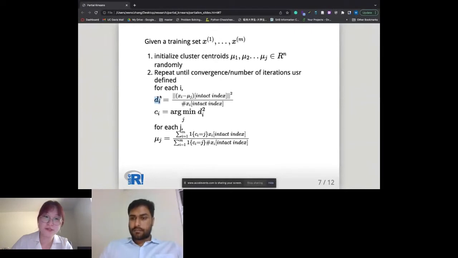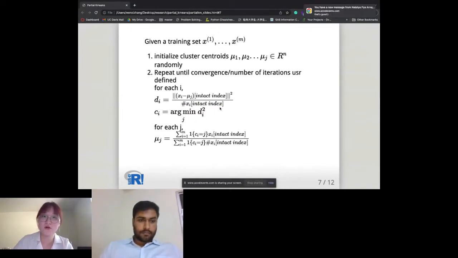The partial distance is represented by di here. Di is the square distance of each row. Remember here, we will also need to divide it by the number of non-missing values. So xi means each row i, and the index simply means the index of non-missing values of xi. After calculating the distance, we will assign the cluster numbers, which is ci, to each row. And finally, we calculate the new centroid using the mean of the non-missing rows within each group.